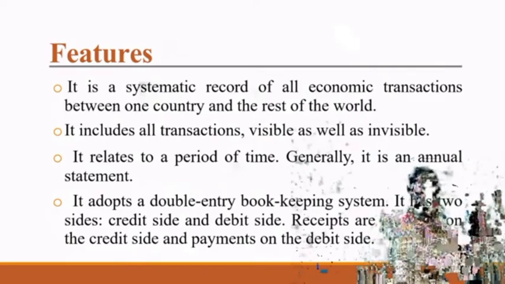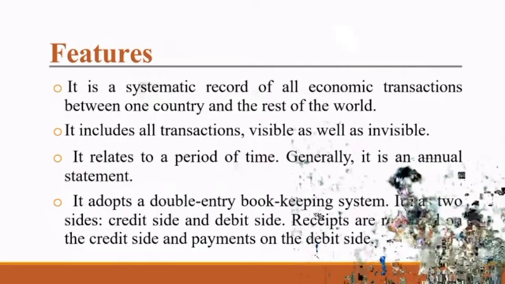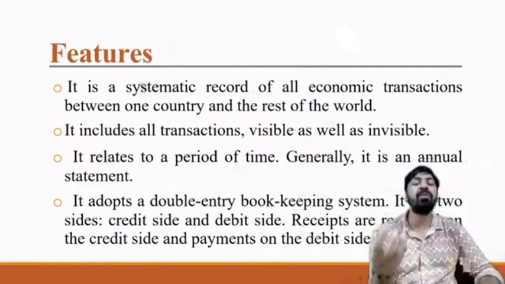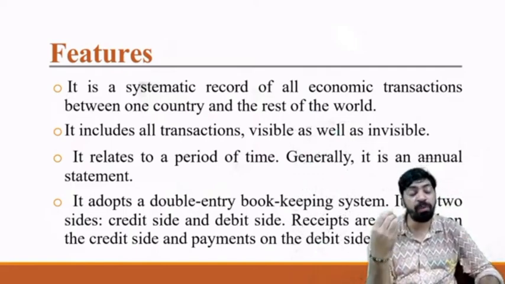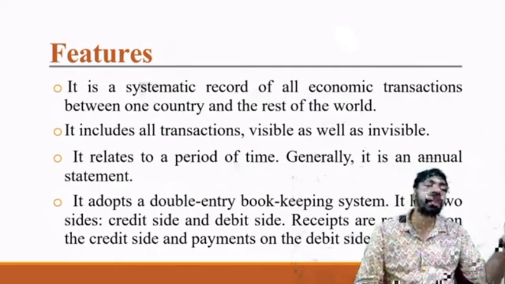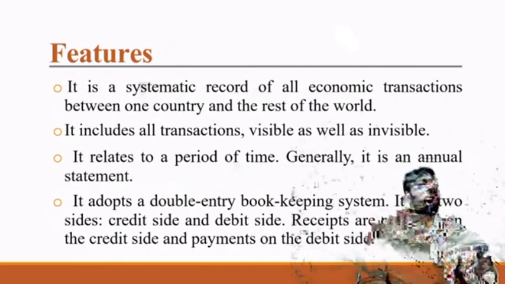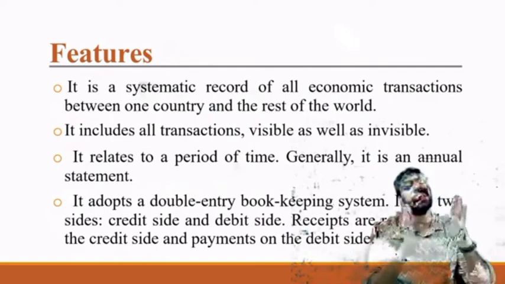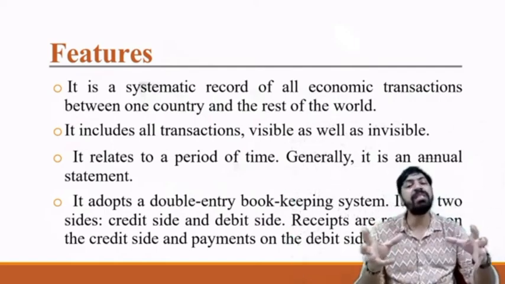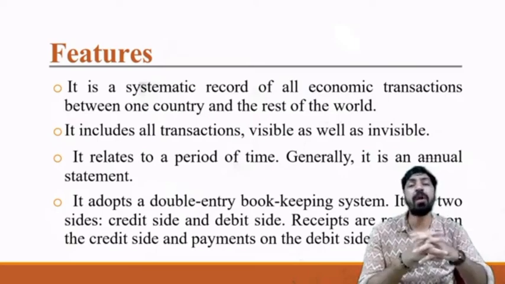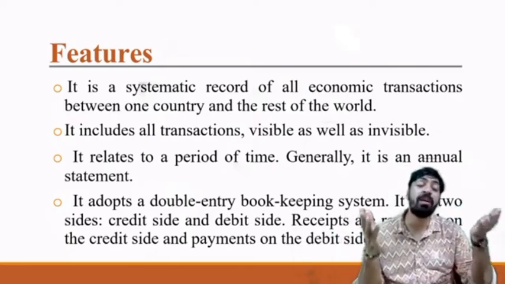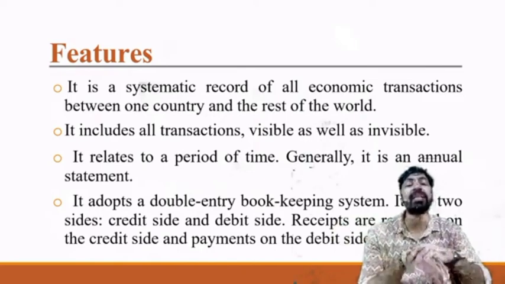It also includes all those transactions which are visible as well as the invisible items. It is released during a particular period of time, and it always shows in an annual statement. We cannot consider the balance of payment to be half yearly or quarterly. Such a balance of payment statement would be the annual statement only, and it always follows the debit and credit system. It also has two sides, credit side and debit side.